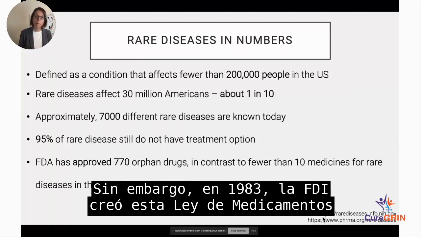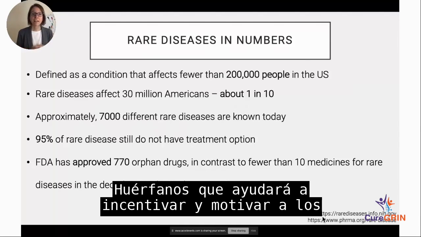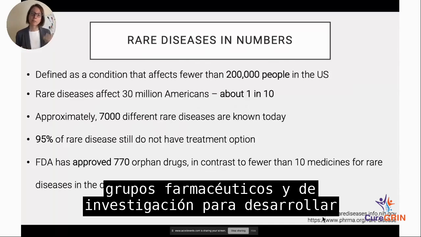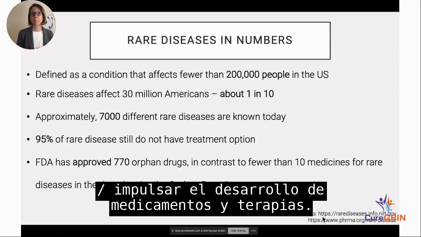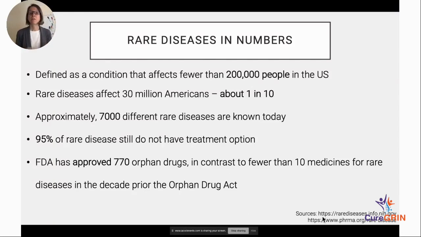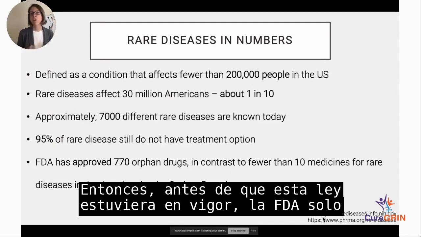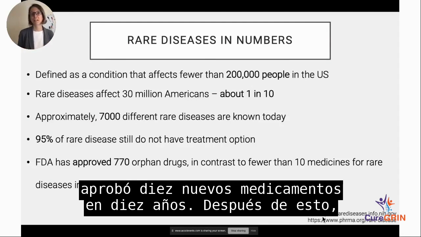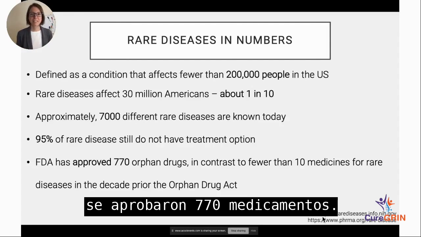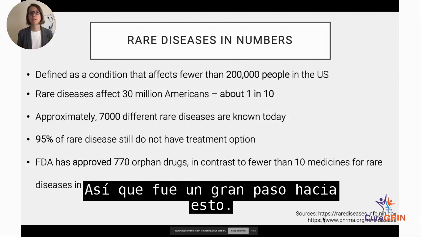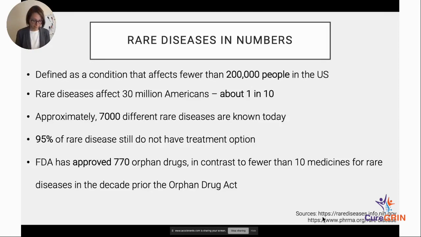However, we know, and this is very sad, that approximately 95% of them do not have any kind of treatment option. However, in 1983, the FDA created the Orphan Drug Act that helps give incentive and motivation to pharmaceuticals and research groups to push the development of drugs and therapies. Before this act was in place, only 10 new drugs were approved by the FDA in 10 years. After this, 770 drugs were approved. So that was a really good step forward.